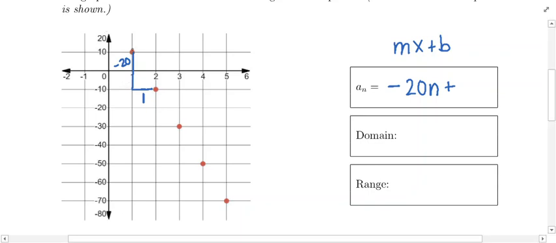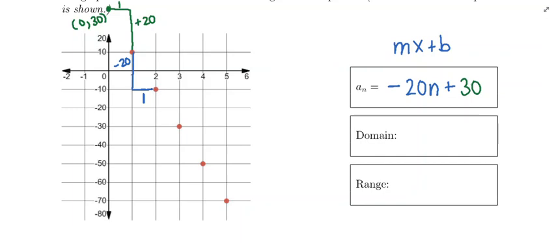So if there were a point on the y-axis, where would it be? Well, we would have to go up 20, and then over 1. So this would be up 20 over 1. If we're at 10 and we're going up 20, this would bring us right here. This would be the point 0, 30. So the y-intercept here is going to be 30. This is the formula for the nth term of the sequence.